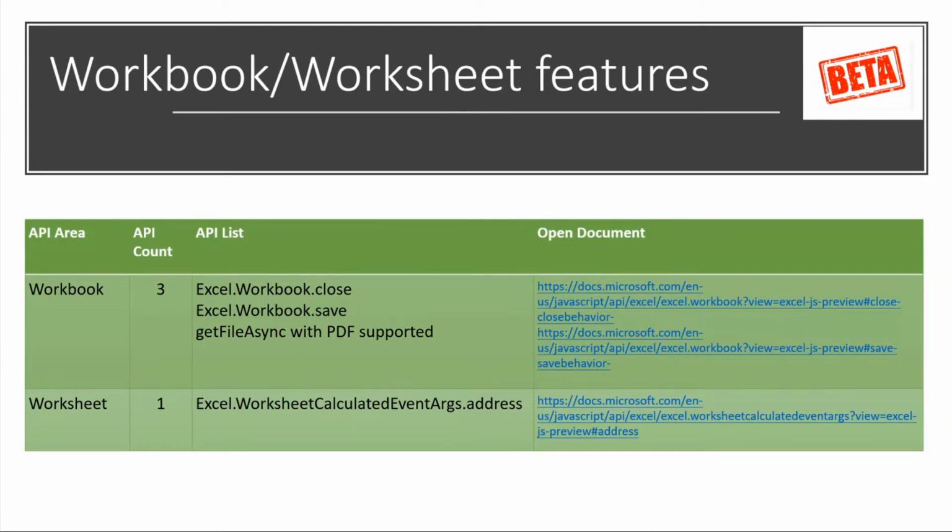For workbook, you can use workbook.close, which lets you close the whole workbook. And save enables you to save the document. As well as getFileAsync, where we support PDF format. For the worksheets, we support the calc events. You can use these to listen for whether a calculation is triggered.